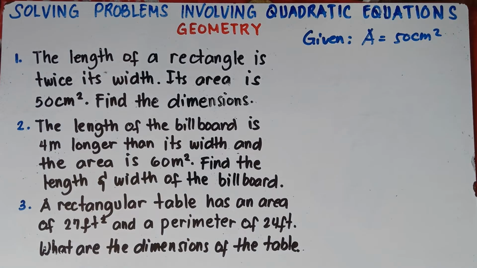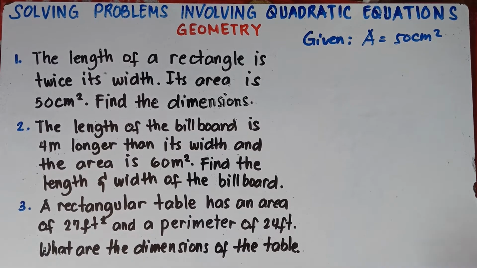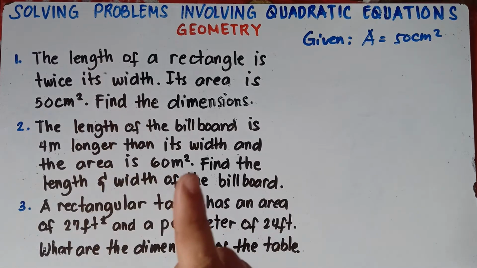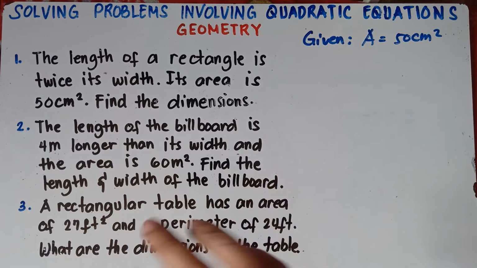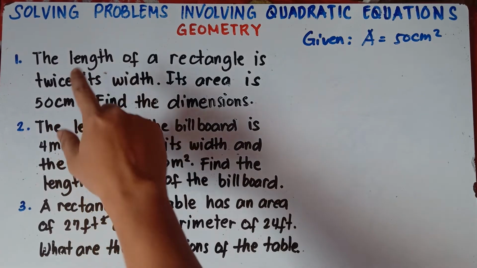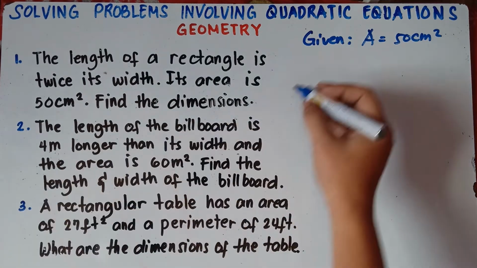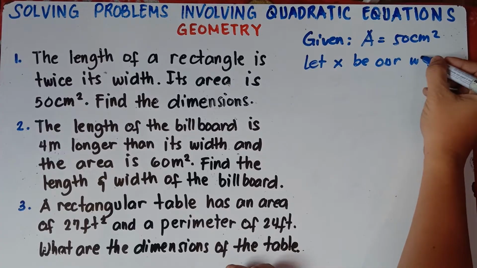Now, it says in the first statement that the length of a rectangle is twice its width. So therefore, we let x be our width. You will be asking, why is that, sir? Why is our width our x? We don't know the value of our width, class, but we know that the length of a rectangle is twice its width. Since we don't know the value of our width, we let x be our width. Once again, class, the length here is dependent on the width.